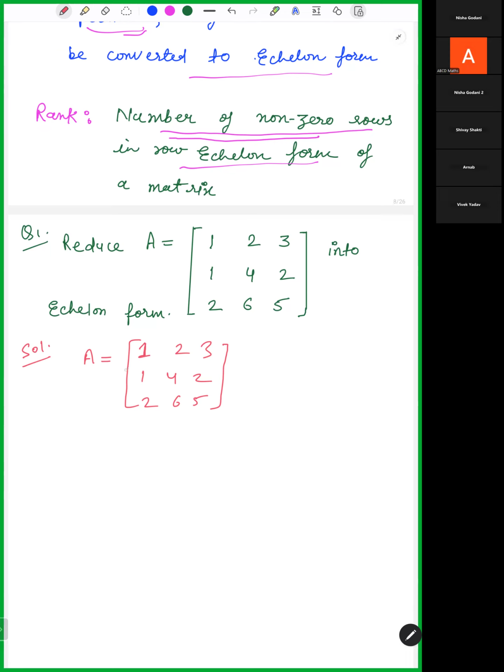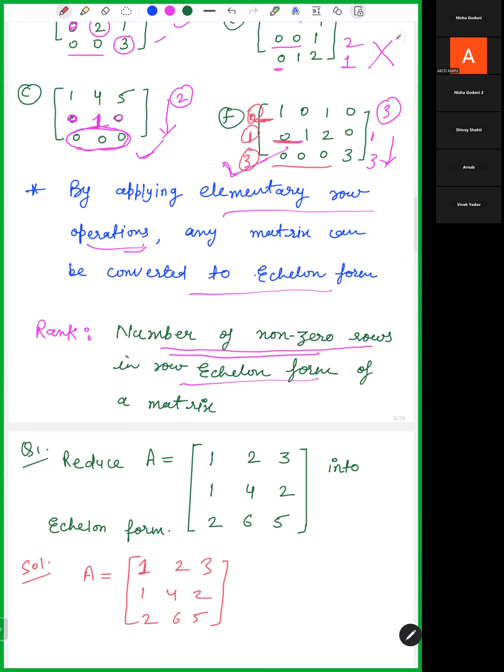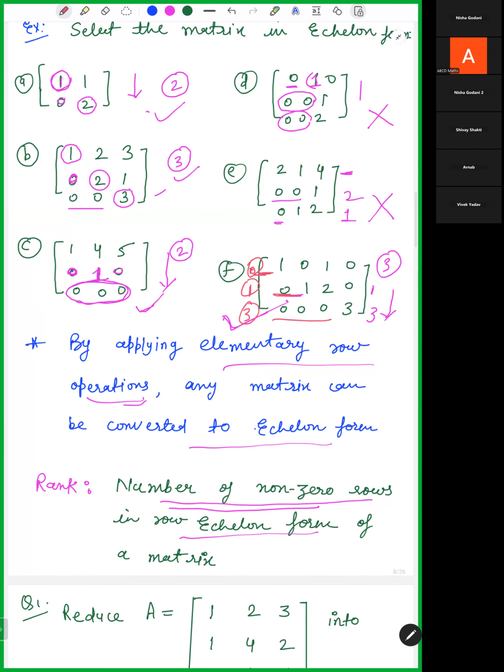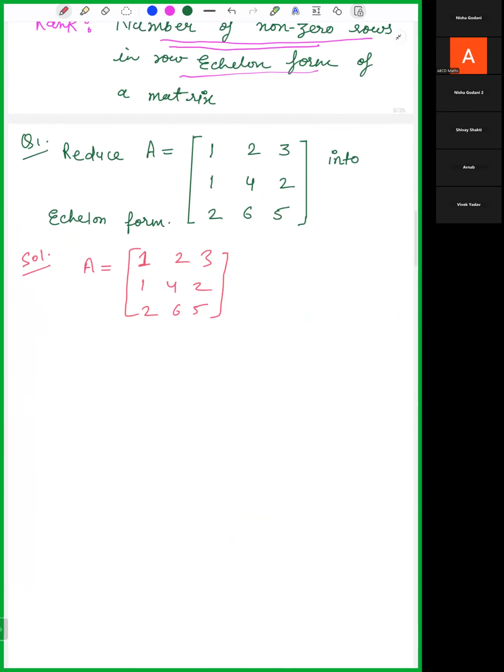We know that for echelon form there will be zeros below the non-zero number in a row. You can see in all examples also, in the first column, in every echelon form, you have a non-zero number and all other numbers below that are zero. So what will we do? We will apply row operations and make the first entry in R2 and R3 equal to 0.